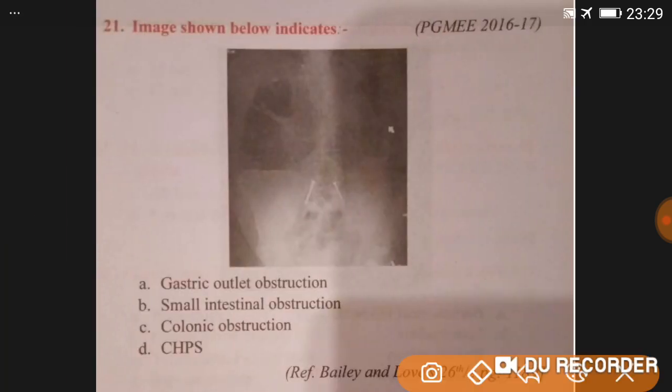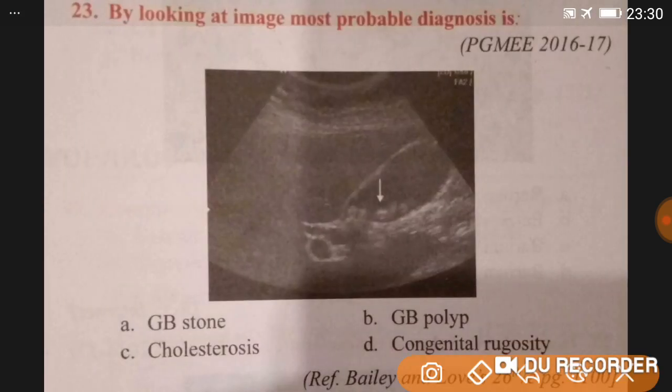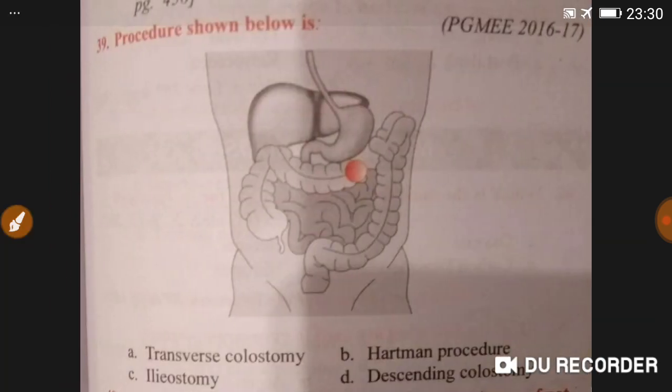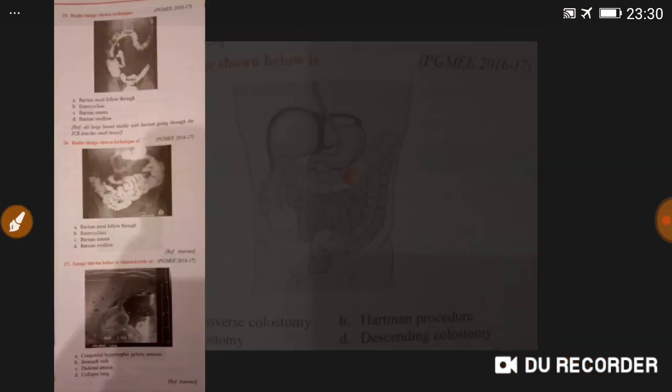Image shown below indicates gastric outlet obstruction. By looking at the image, the probable diagnosis here is GB stone. This is GB stone. Image shown below indicates pancreatic calcification. Procedure shown below is, see guys, transverse colostomy.